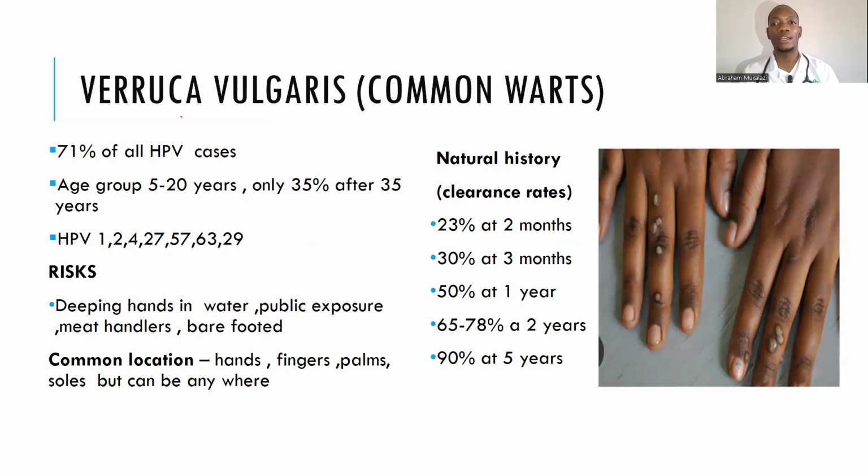So we classify them depending on the clinical manifestation, and this gives rise to what we call variants, or the different types of how the virus presents. So the first group we call the Verruca vulgaris, or the common ones.